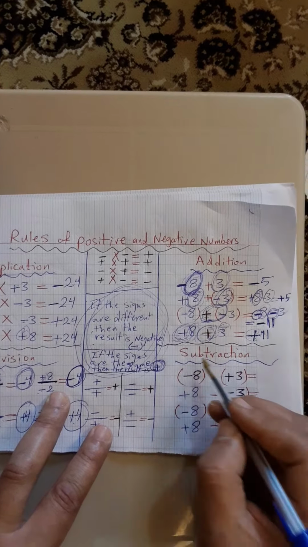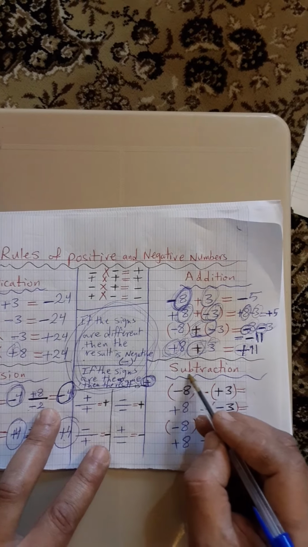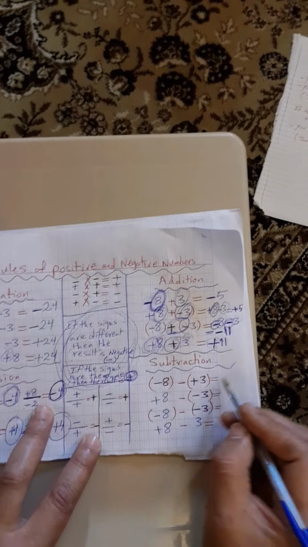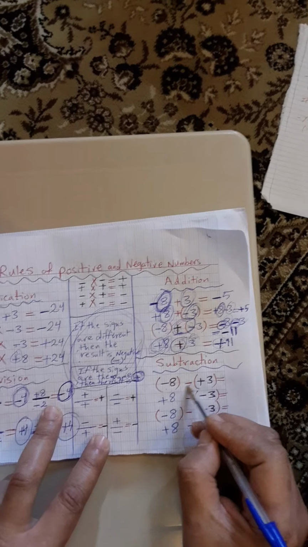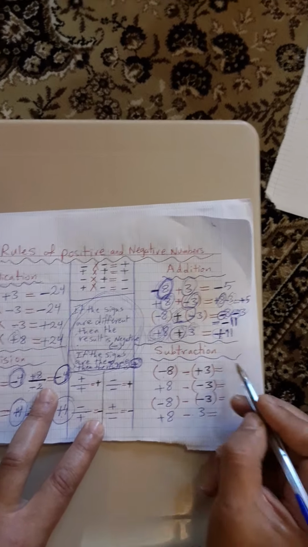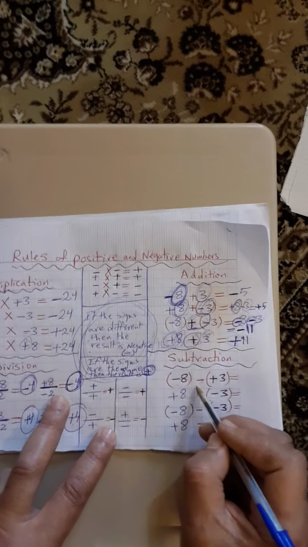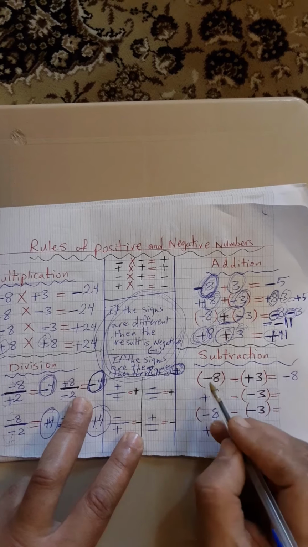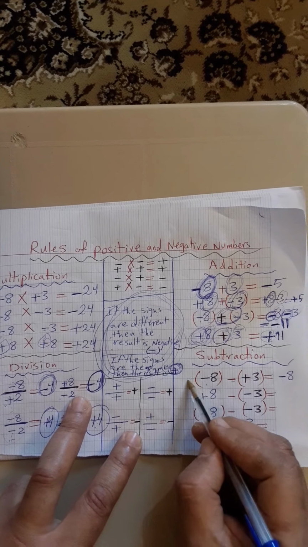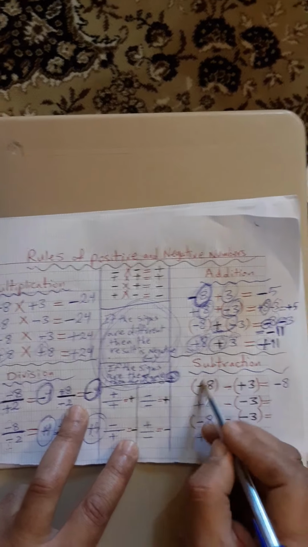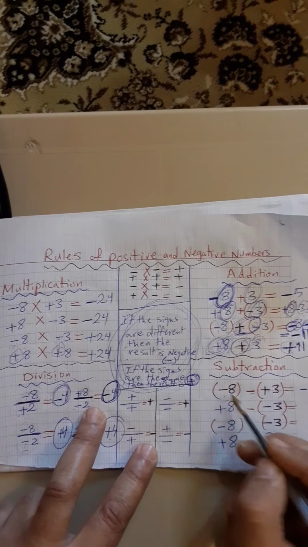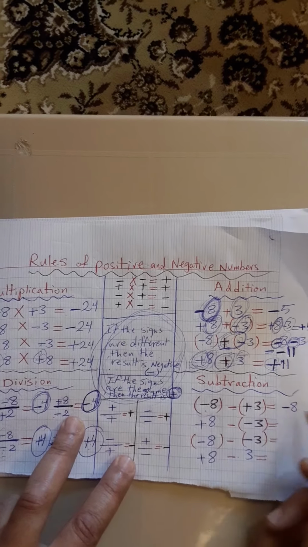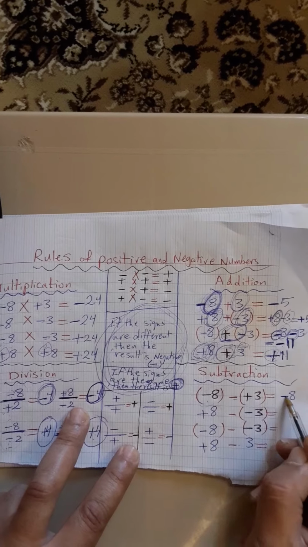Finally, I'd like to explain the subtraction operation. In the subtraction operation, for example, minus 8 minus plus 3. You must remove the brackets. Minus 8, because there is no sign before the bracket of minus 8, we can remove it without changing the sign. Minus 8.